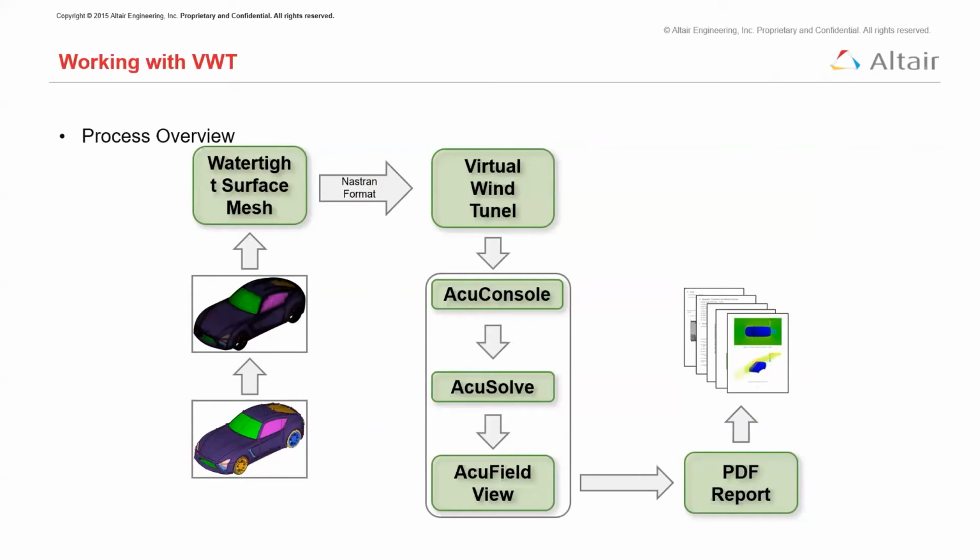Again, this is the general process we're going to follow. Create a watertight mesh. We'll import into Virtual Wind Tunnel using a NASTRAN format. We set it up using the AcuConsole GUI and then solve using AcuSolve. And then AcuFieldView will generate an automated PDF report that provides us all of those values and results that we're looking for. So very, very handy in that way.